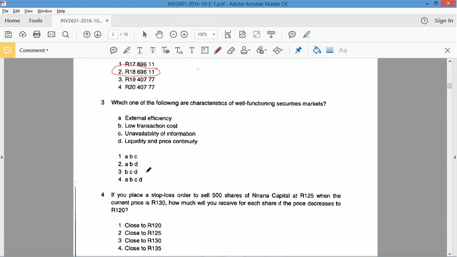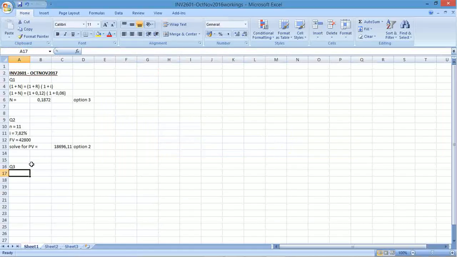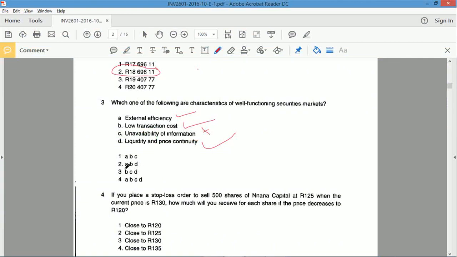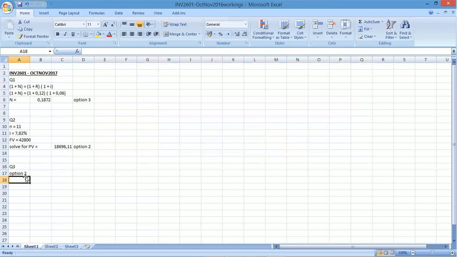Question three is theory. Which of the following are characteristics of well-functioning markets? Okay. External efficiency, definitely. Low transaction costs, yes. Unavailability of information, no. Liquidity and price continuity, yes. A, B, and D. Option 2. Not 3. Why did I write 3? Option 2, right? A, B, D. Correct. Okay, question 3, number 2.